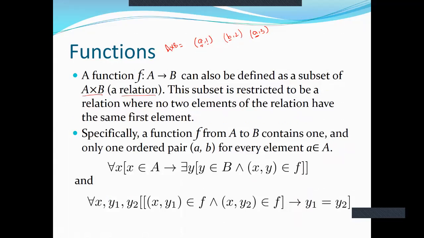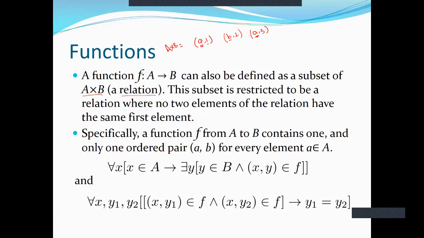So this subset is restricted to be a relation where no two elements of the relation have the same first element. The first element must not repeat when we produce A cross B. Then only can we say that this is a function. If we have multiple pairs with the same first element, this is not a function, right? Specifically, a function f from A to B contains one and only one ordered pair (a, b) for every element a that belongs to A. That's what I mentioned here in this example.